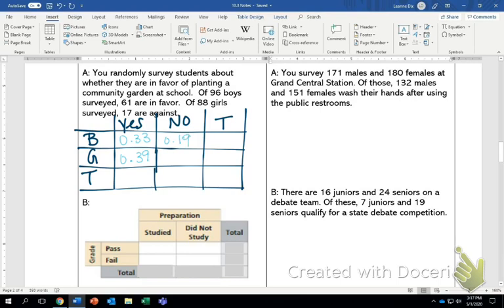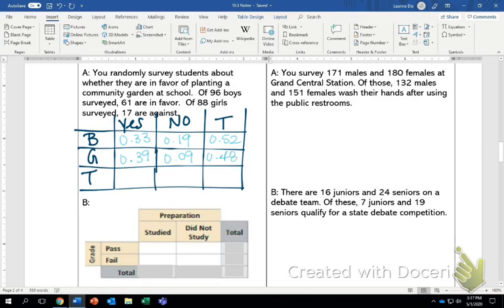And then 17 divided by 184 is going to be 0.09. All right, so now I'm going to add sideways. 0.33 plus 0.19 is 0.52. 0.39 plus 0.09 is 0.48. I'm going to add downwards.